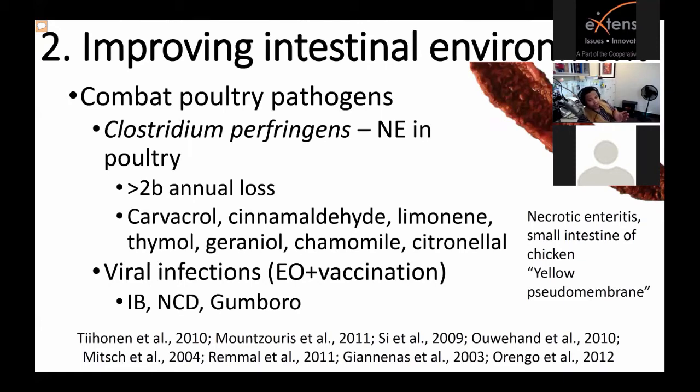Now, apart from the bacterial population, we have viral infections that affect our flock, including infectious bronchitis, abbreviated IB, Newcastle disease, abbreviated NCD, and Gumboro, which is infectious bursal disease. There are at least two or three studies which I've reviewed indicating that essential oils in combination with vaccination have resulted in improving the immune response in the birds against IB, NCD, and Gumboro.